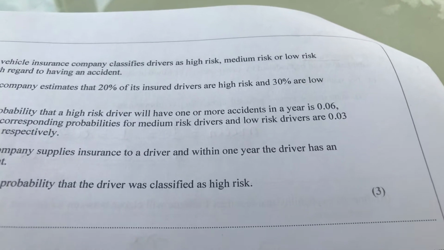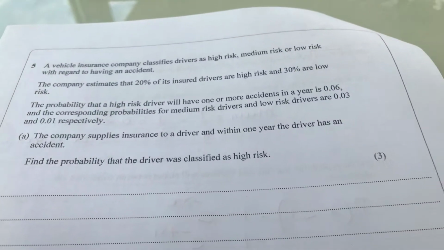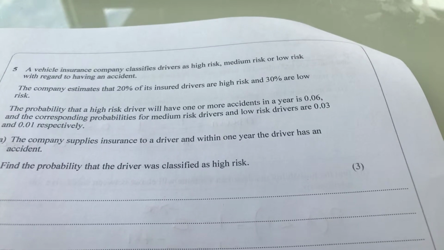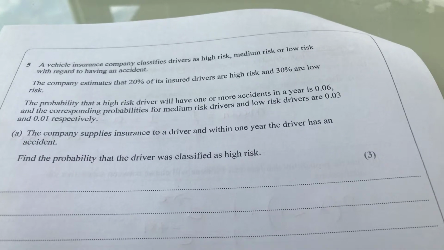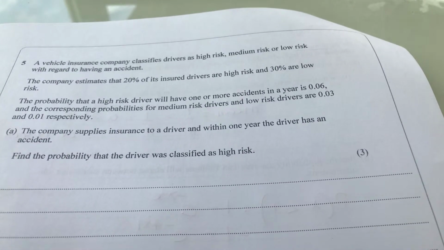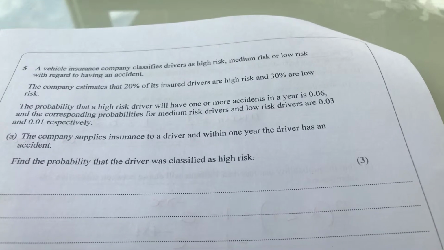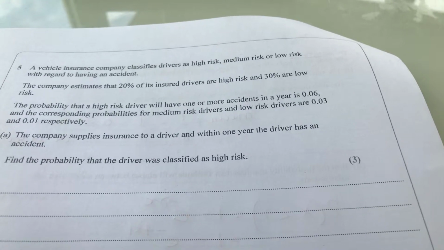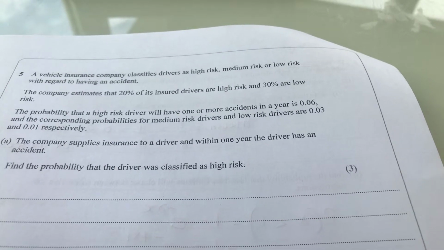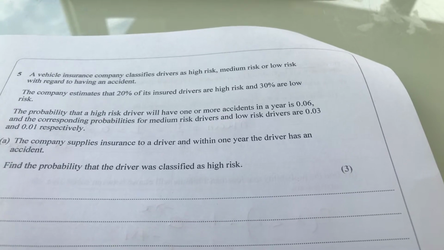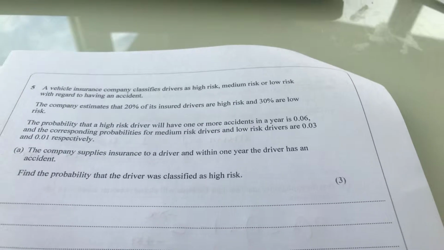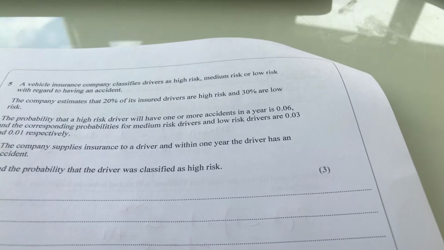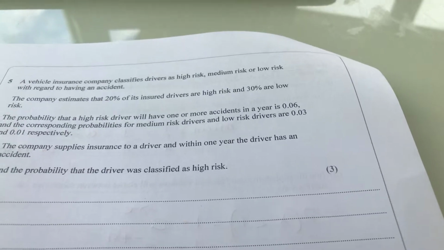Question 5 refers to a vehicle insurance company classifying drivers as high risk, medium or low risk with regards to having an accident. The company estimates that 20% of its insured drivers are high risk and 30% are low risk. The probability that a high-risk driver will have one or more accidents in a year is 0.06, and the corresponding probabilities for the medium-risk and low-risk drivers are given. The company supplies insurance to a driver. Within 1 year, the driver has an accident. Find the probability that the driver was classified as high risk.